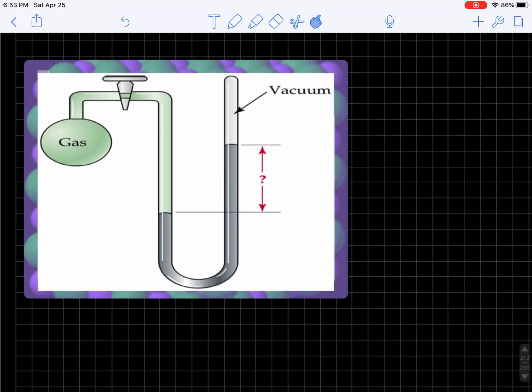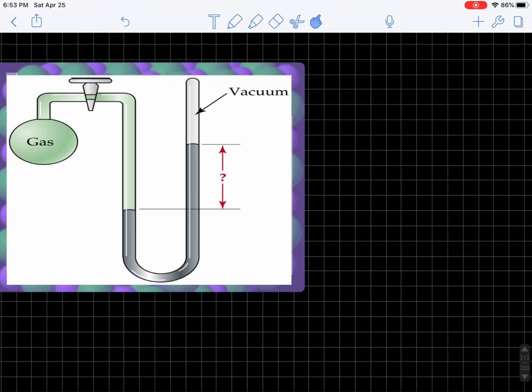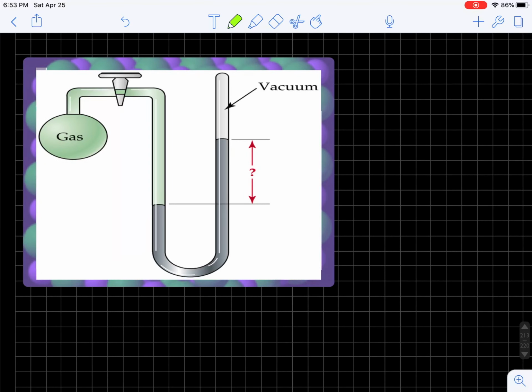Okay, let's do this one. Set this one up. Suppose we have a closed system. Again, we know it's a closed system. Vacuum means that you have closed off the system and you're not getting any pressure on that side. So this is a closed system.